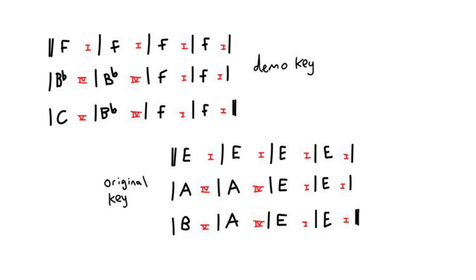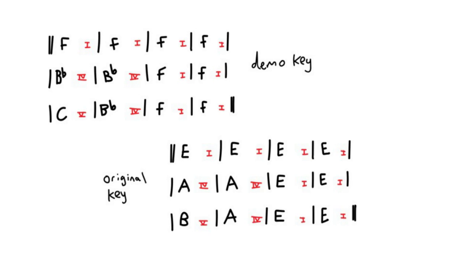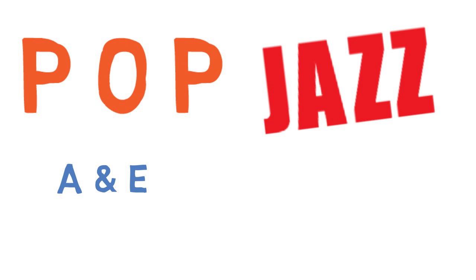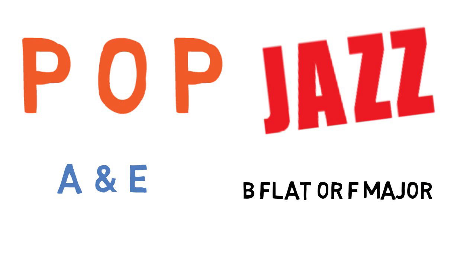My demo is in F. The original is in E. It's worth saying that in pop music, blues is normally in the key of E or A, probably because that is easier on the guitar. And in jazz music, blues tend to come in B flat or F major. So that's why I've included these other keys in the demonstration.